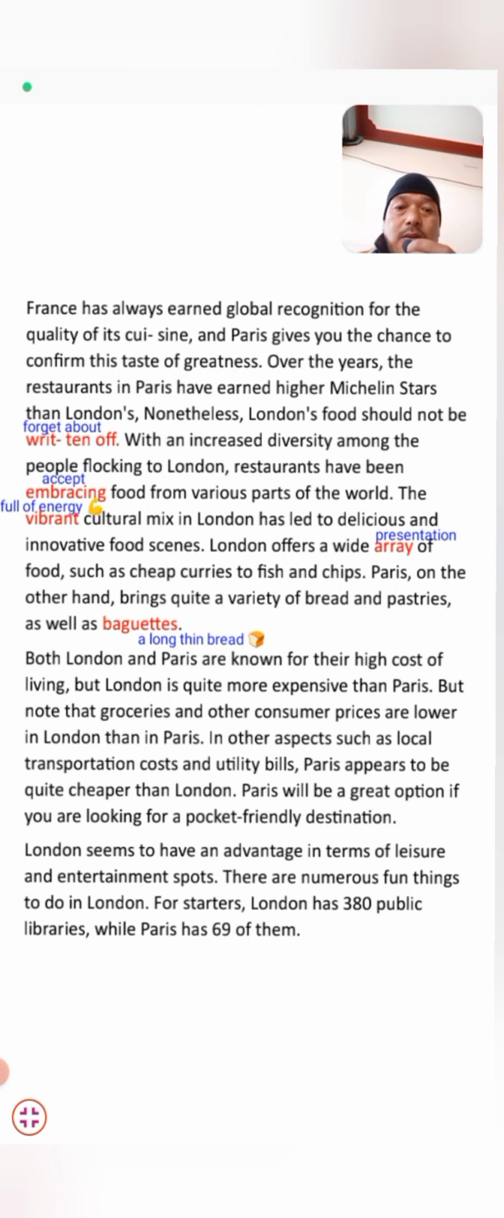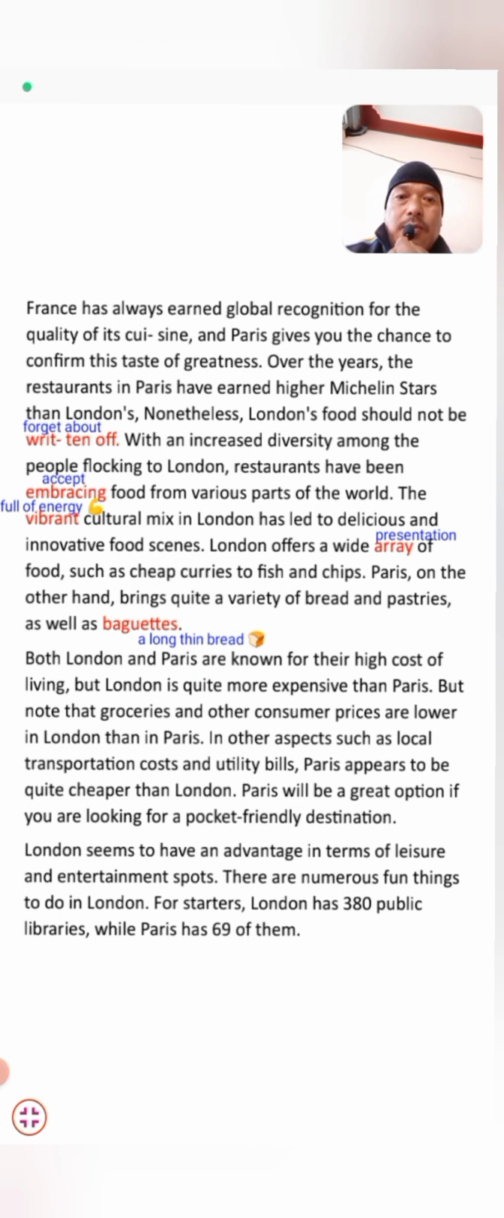Paris will be a great option if you are looking for a pocket-friendly destination. Paris seems to be much cheaper than London. That's why Paris is a better destination if you want to visit. In terms of living cost, Paris seems to be much cheaper than London.